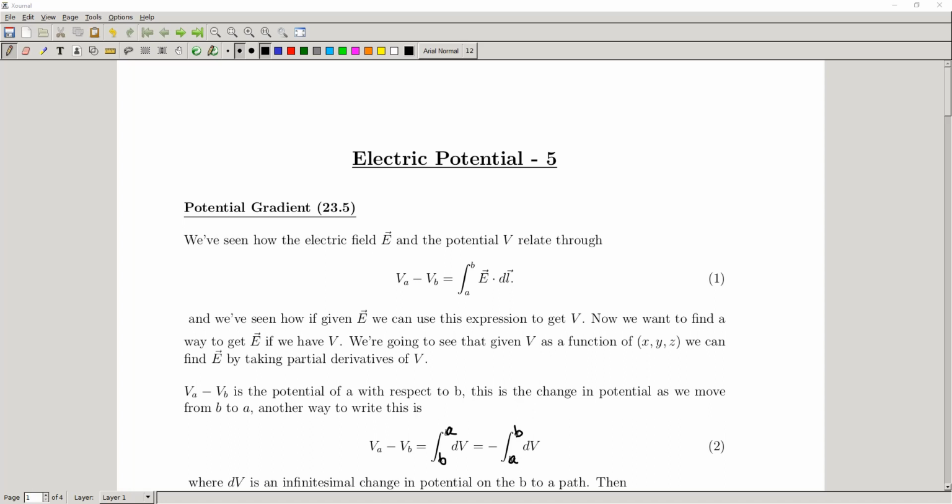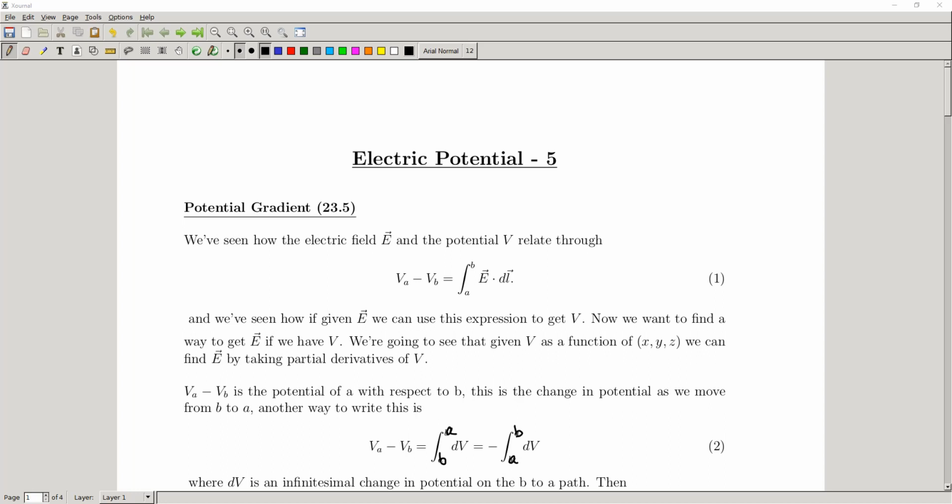Okay, this is going to be our fifth and final video in our electric potential series. In this video, we're going to be talking about potential gradient. This is all the material from section 23.5 from the text, and we'll get right into it here. We have a few new concepts we're going to have to introduce, but we'll get to them as we go.